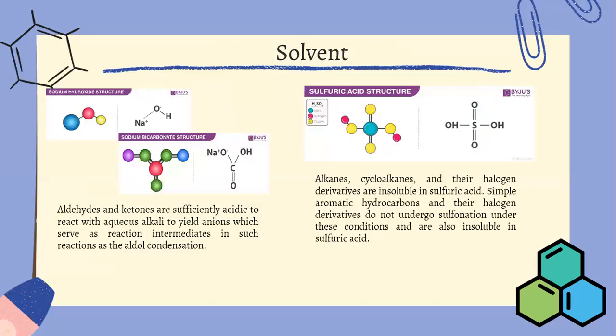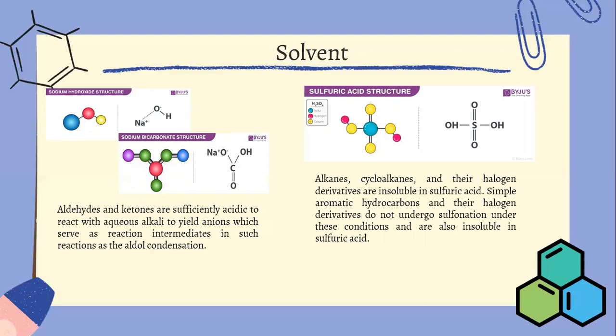The next solvent is sodium hydroxide and sodium bicarbonate. Aldehydes and ketones are sufficiently acidic to react with aqueous alkali to yield ions which serve as reaction intermediates in such reactions as the aldol condensation.